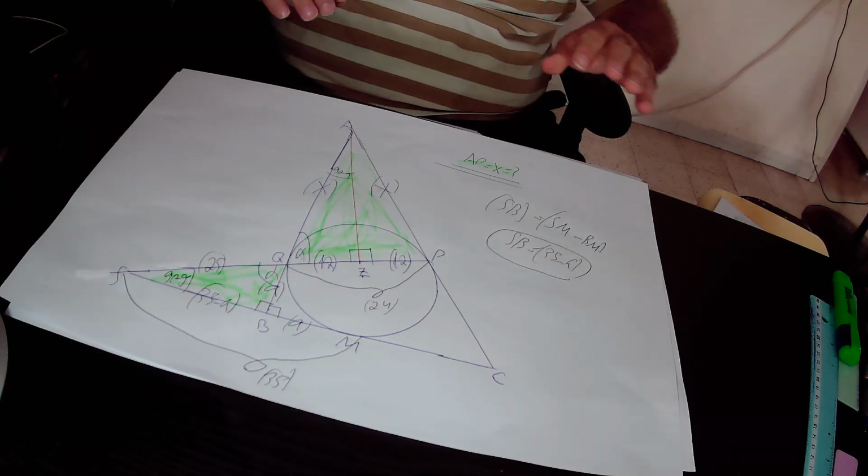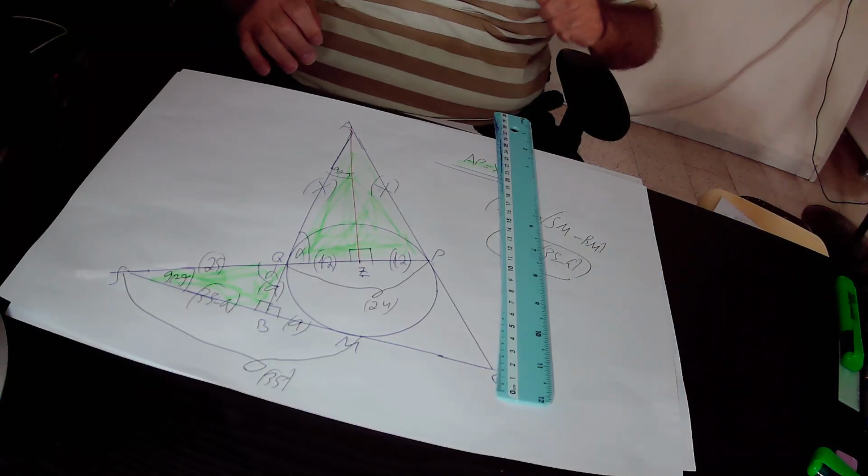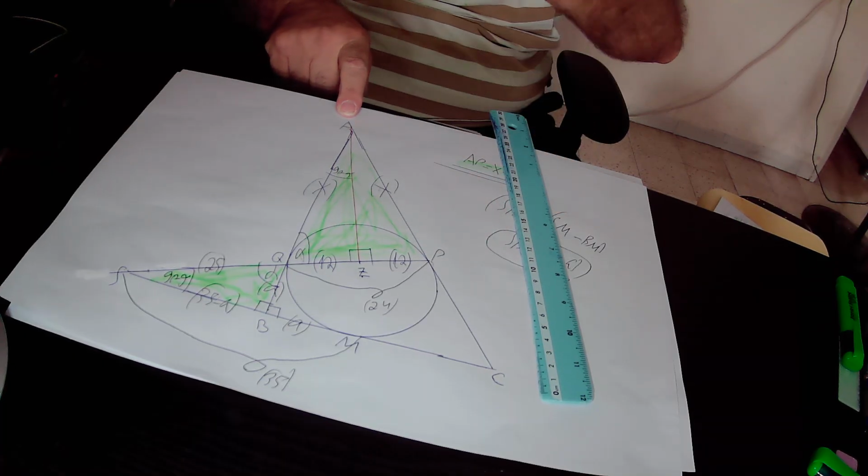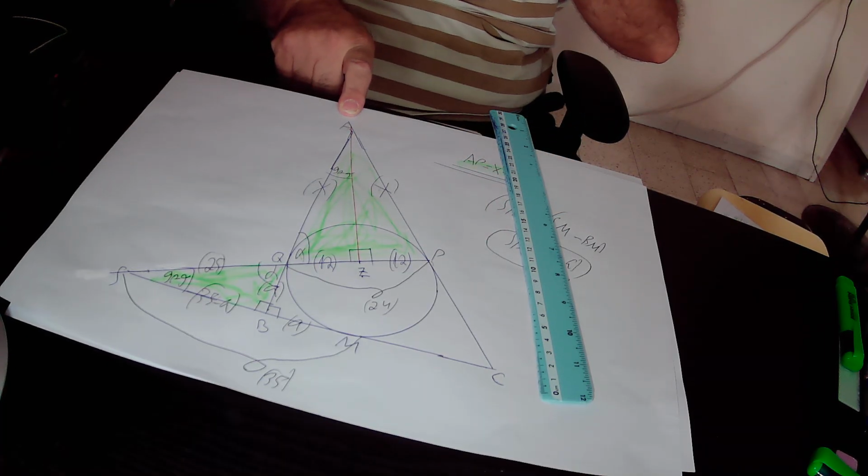In the second question, our task was to find out the length of this line AP that equals x. We have to find out the value of x.